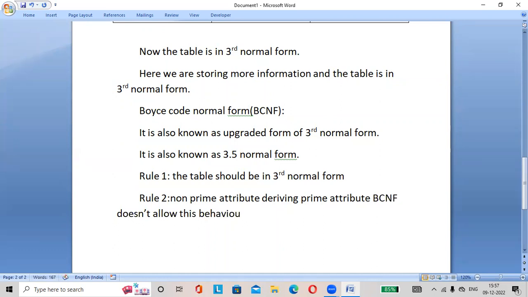What does it mean? Non-prime attribute deriving a prime attribute. What is the meaning of non-prime attribute? An attribute which is not a primary key. Okay. Non-prime attribute.